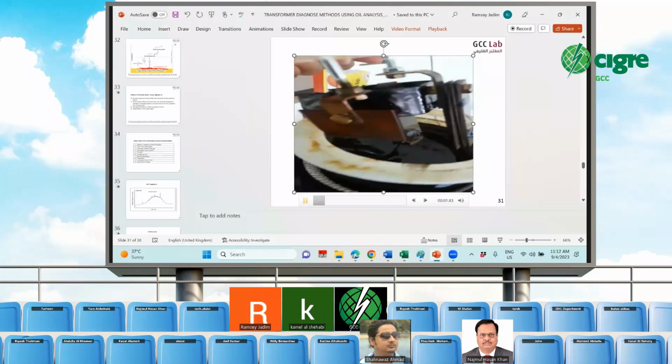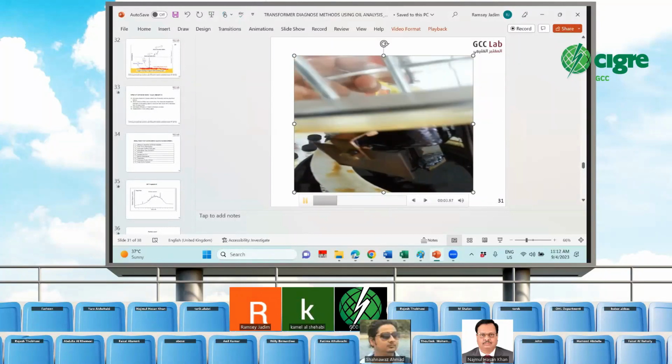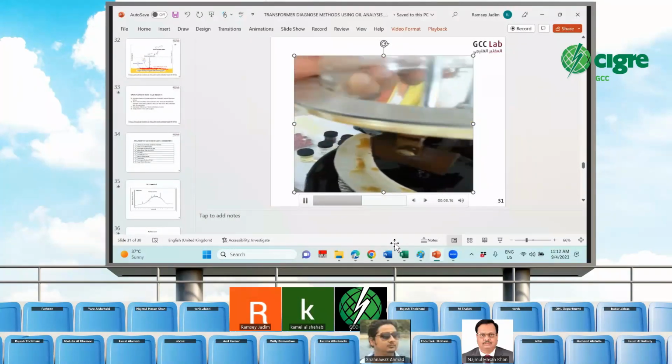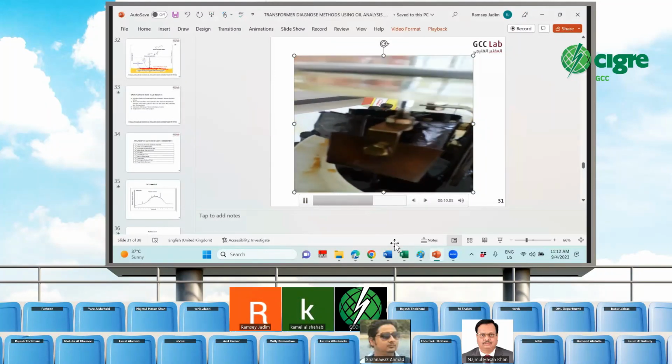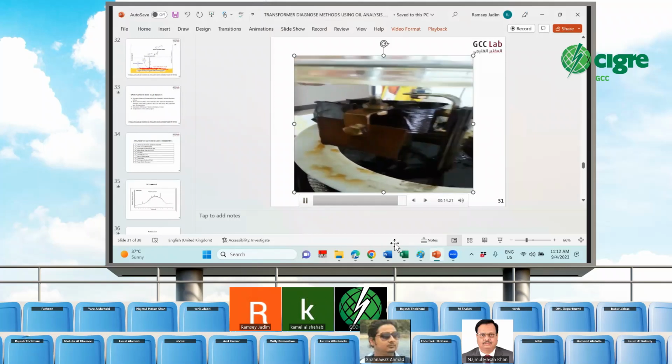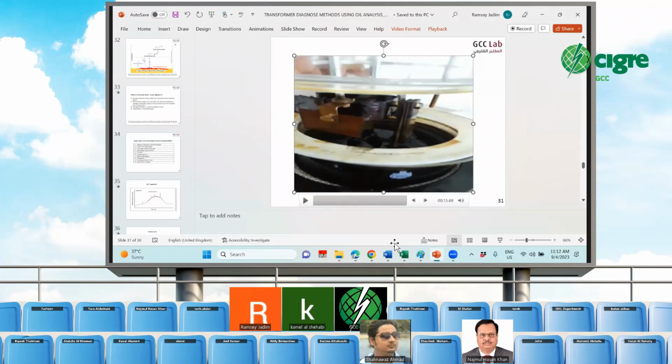You see here? We took the oil here after. We kept it 1 week, I think, and we took the oil and checked the oil before and after.